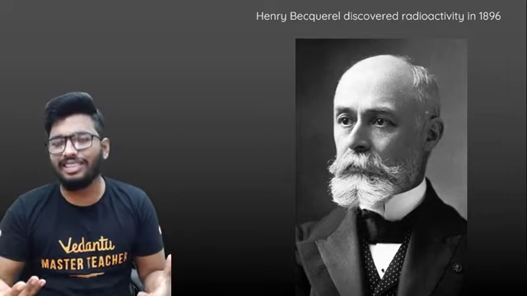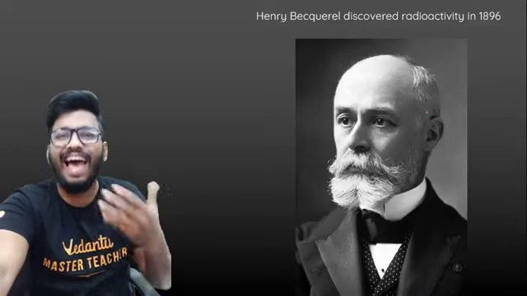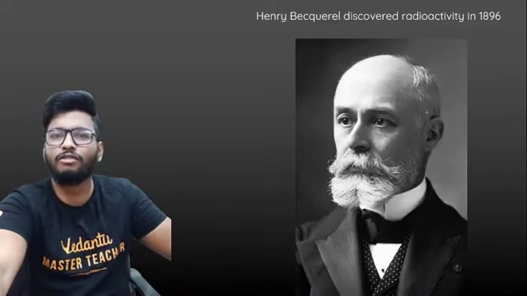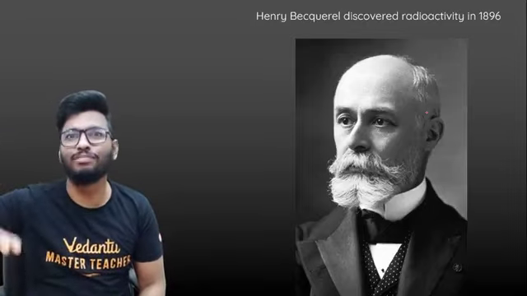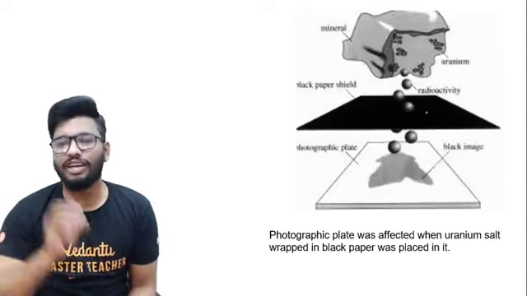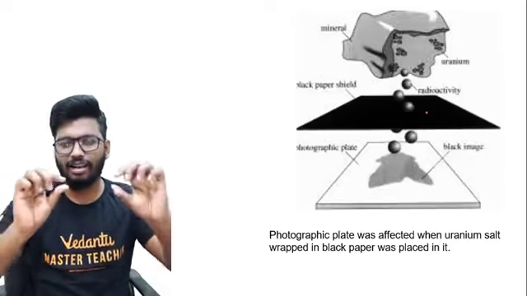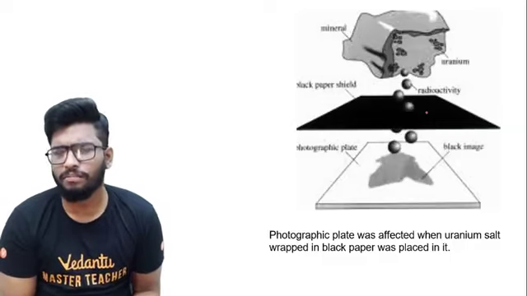So he also wanted to see how a fluorescent material would react if you were to keep it in front of a photographic plate. You want to understand what kind of image you can possibly get, what exactly is that. So what he did was he took some uranium salt, a thick black sheet of paper, and then a photographic plate as well.